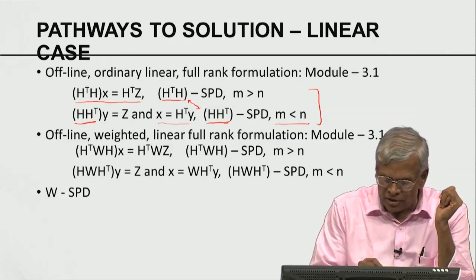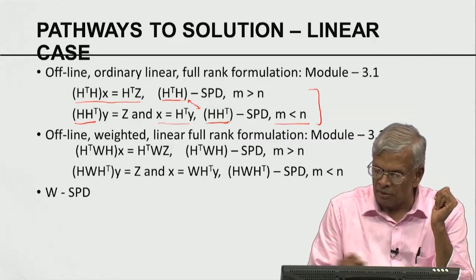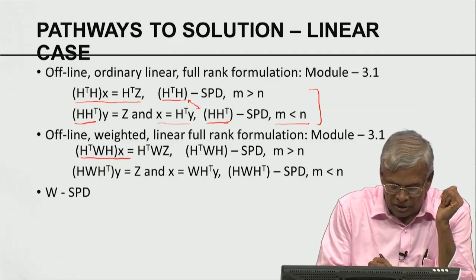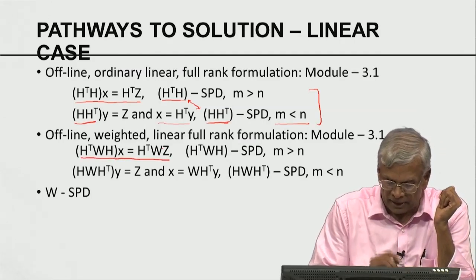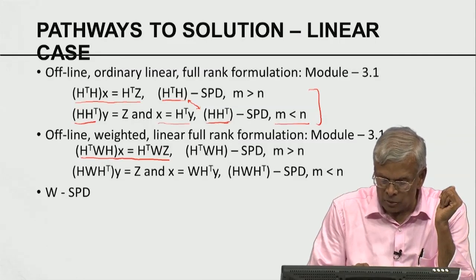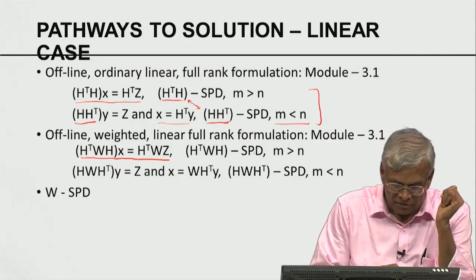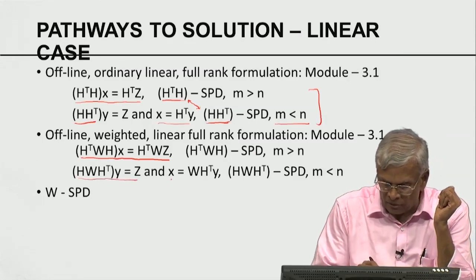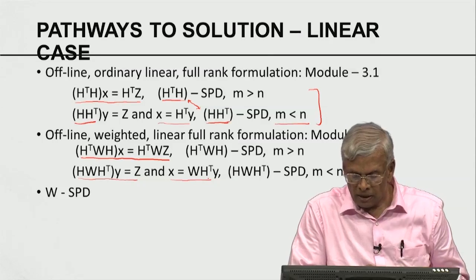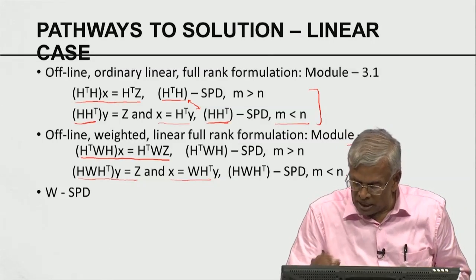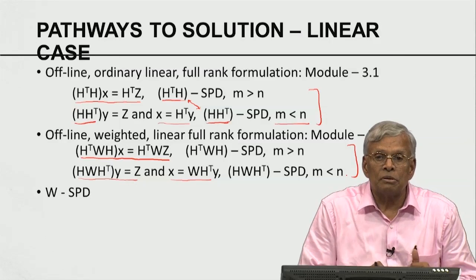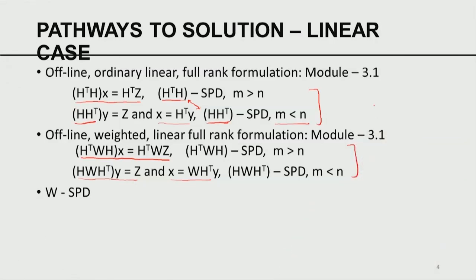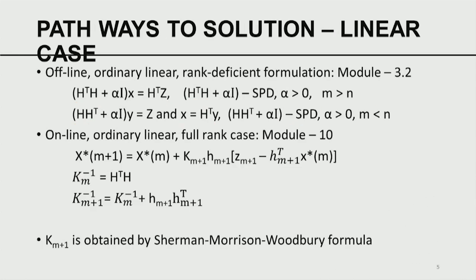In the offline weighted linear full rank formulation, as we saw in module 3.1, we are called upon to solve a system with this matrix on the left hand side. Here H transpose W H is a symmetric positive definite matrix. In the underdetermined case, again we are going to have to solve this problem and compute the weighted solution like this. Again, in these cases we are called to solve a linear system of the kind Ax is equal to b, where A is symmetric and positive definite.